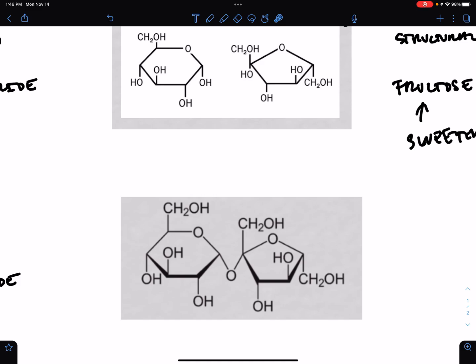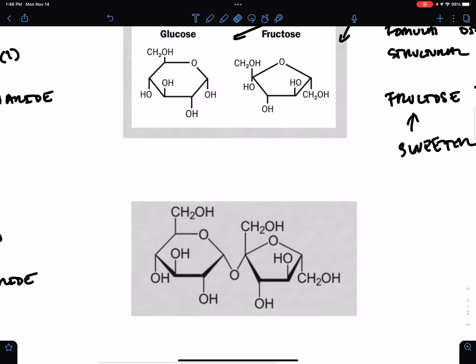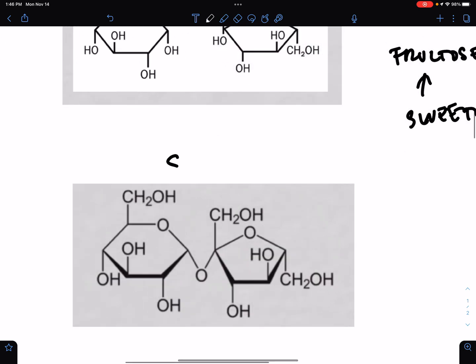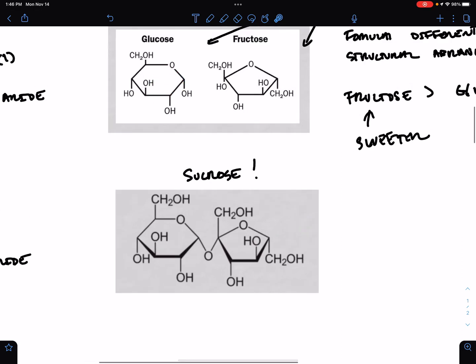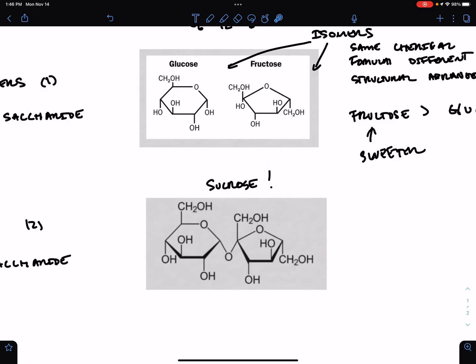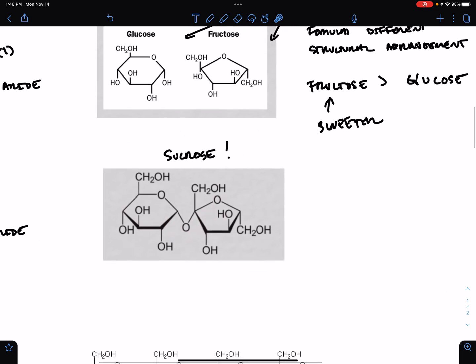study later on in this unit. And this compound is sucrose, or table sugar. So sucrose, which is a disaccharide, is composed of two monosaccharides, glucose and fructose. There is a special reaction we'll learn about later that brings glucose and fructose together to make sucrose.